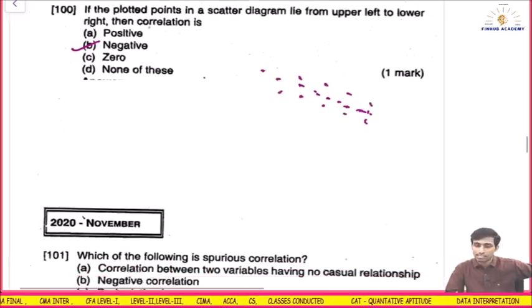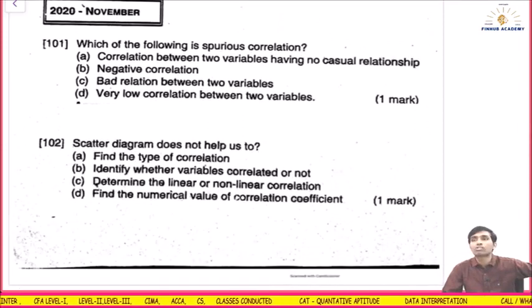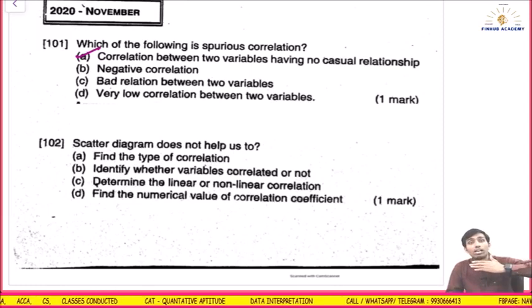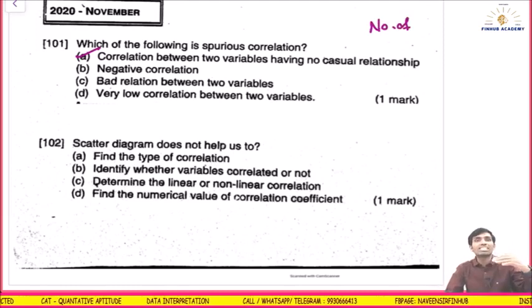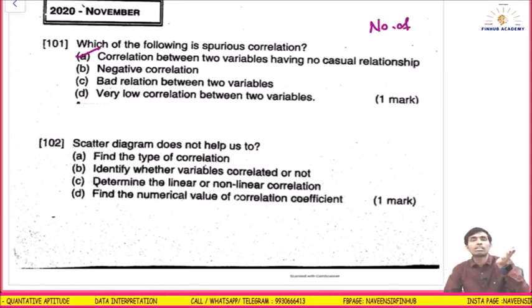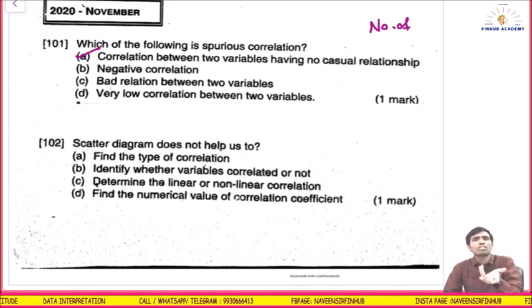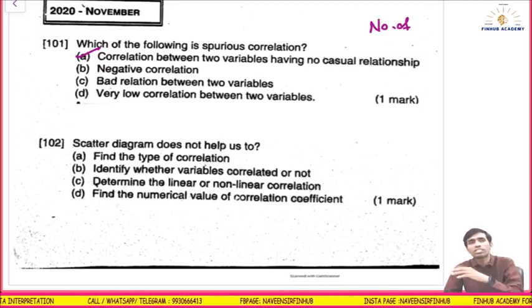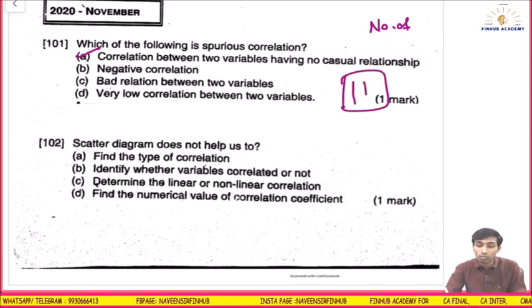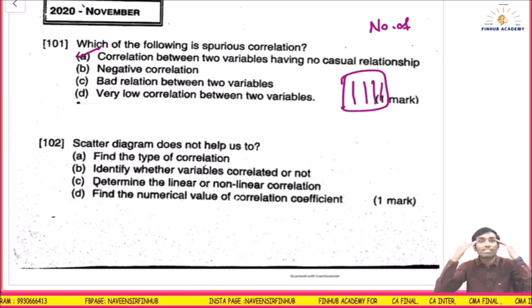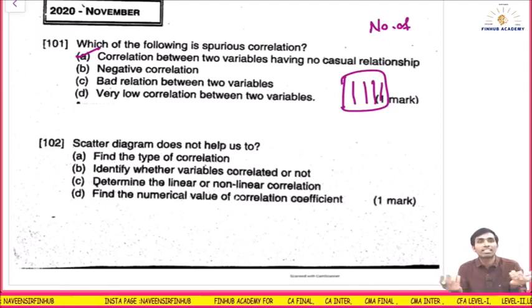Which of the following is a spurious correlation? Spurious means, as I explained, nonsense correlation: correlation between two variables where there is no causal relationship. As we saw in the data, the more cell towers came up in the city, the more people had psychological problems. There is no causal relationship. Even if you find a relationship, it doesn't make any sense, so it's a nonsense correlation. That has nothing to do with that.